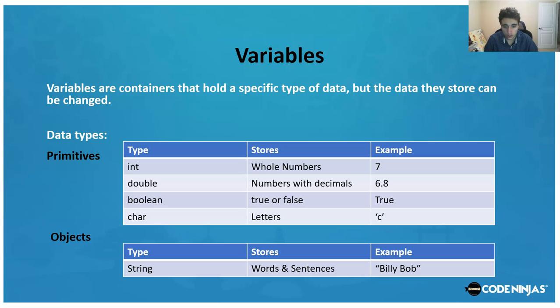Characters, chars, store letters, single letters. An example would be C. Objects, the only object we're going to be using at this point are strings, and strings store words and sentences, like Billy Bob.